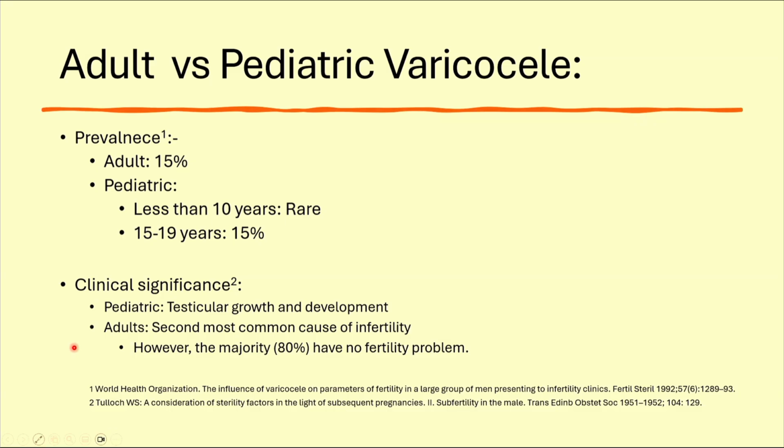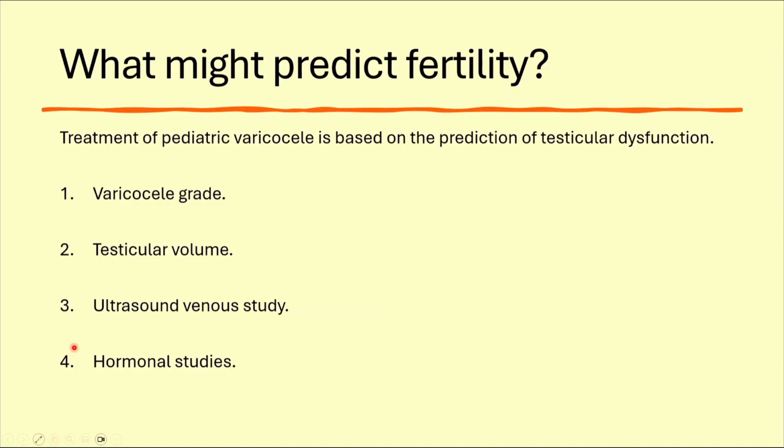However, in the adolescent, the majority of them are not even sexually active, and some of them are quite young, 13, 14. So how can we infer whether this age group falls under the 80%, which has no problem with it, or the 20%, which have fertility problems? So that's where they start to find what might predict fertility or, in broader terms, testicular dysfunction.